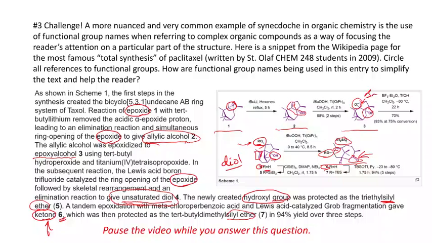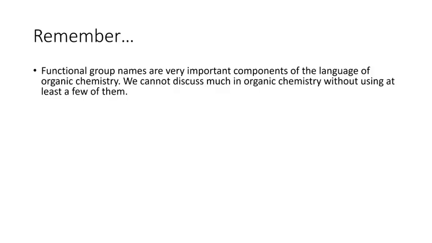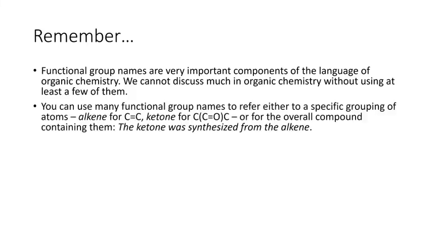So, it gives you a sense of how organic chemists use functional group names and compound types to express aspects of the chemistry that they want to highlight when they're describing their work. So, remember, functional group names are very important components of the language of organic chemistry. We cannot discuss much in organic chemistry without using at least a few of them. You can use many functional group names to refer either to a specific grouping of atoms, like alkene for C double bond C, ketone for C double bond O, or for the overall compound containing them.